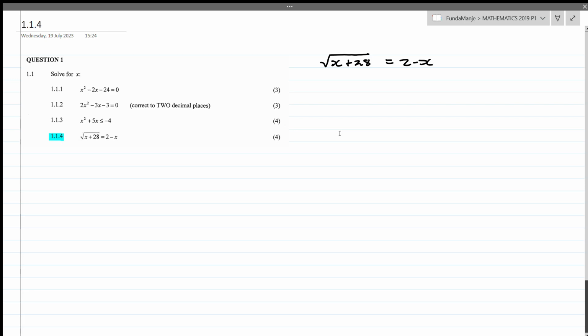Solving 1.1.4 requires us to again find and solve for x. So find the value of x, and in this regard there is a square root sign. Whenever there's a square root at the beginning of your question, when you find your answer, it's important to check all the values to see if both of them are solutions.